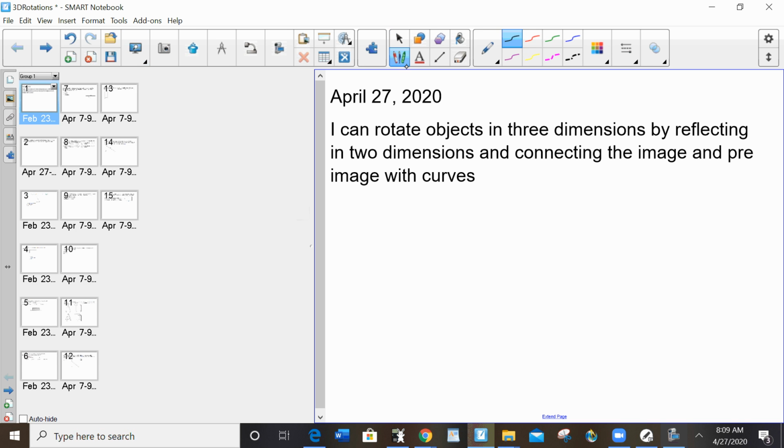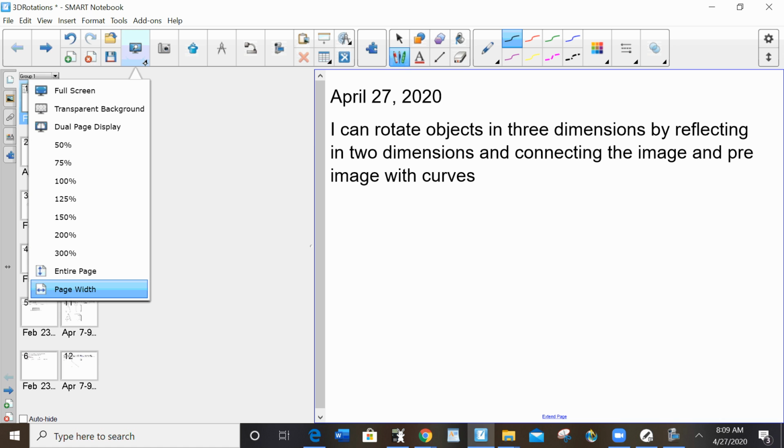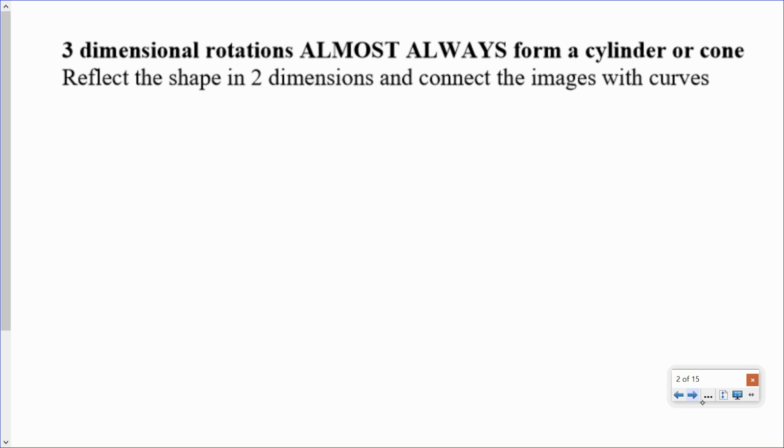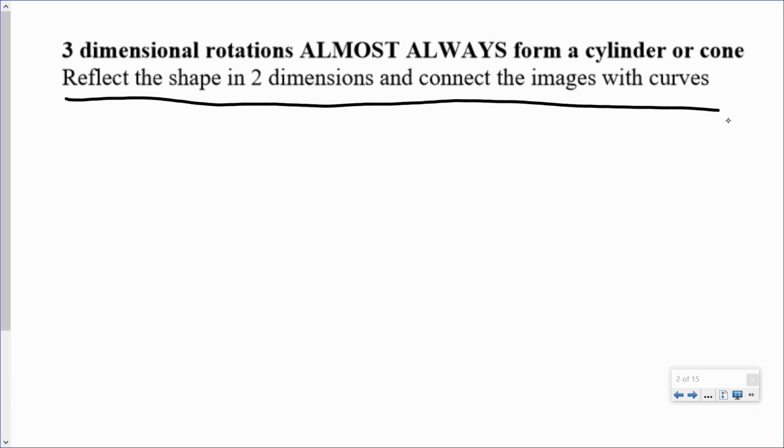Today we will rotate objects in 3 dimensions by reflecting in 2 dimensions and connecting the image and the pre-image with curves. The notes are pretty much exactly what the aim says. We're reflecting the shape in 2 dimensions and connecting the images with curves. And it says it's almost always a cylinder or a cone. The reason for that, since we're always connecting it with curves, it has to be a 3-dimensional shape that's curved.